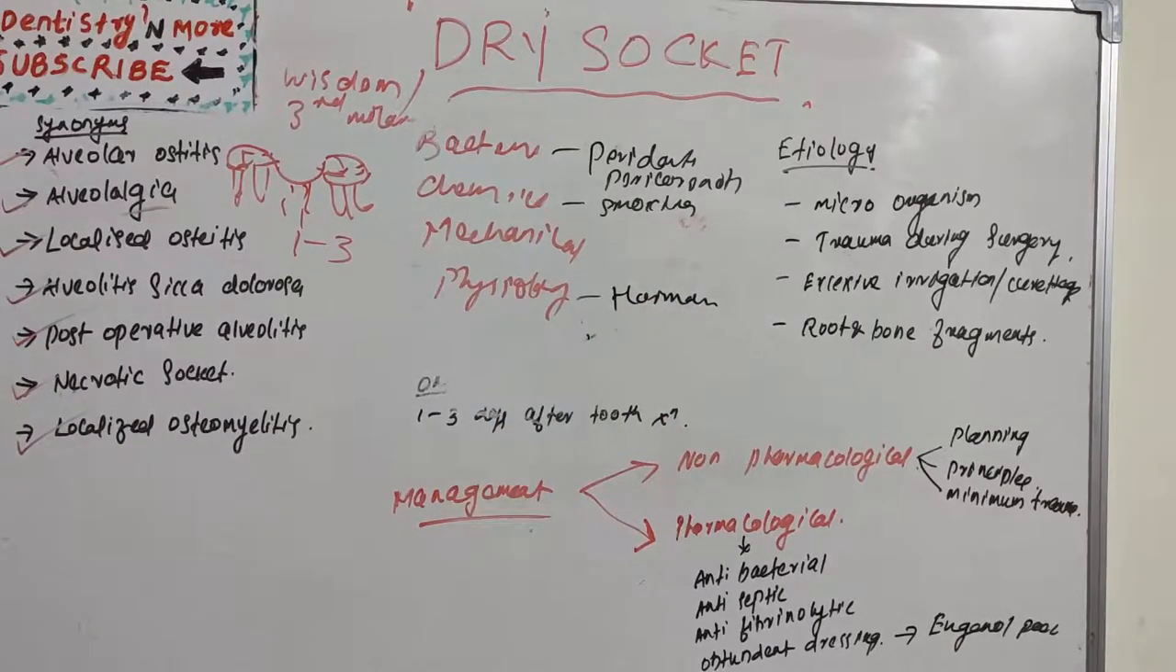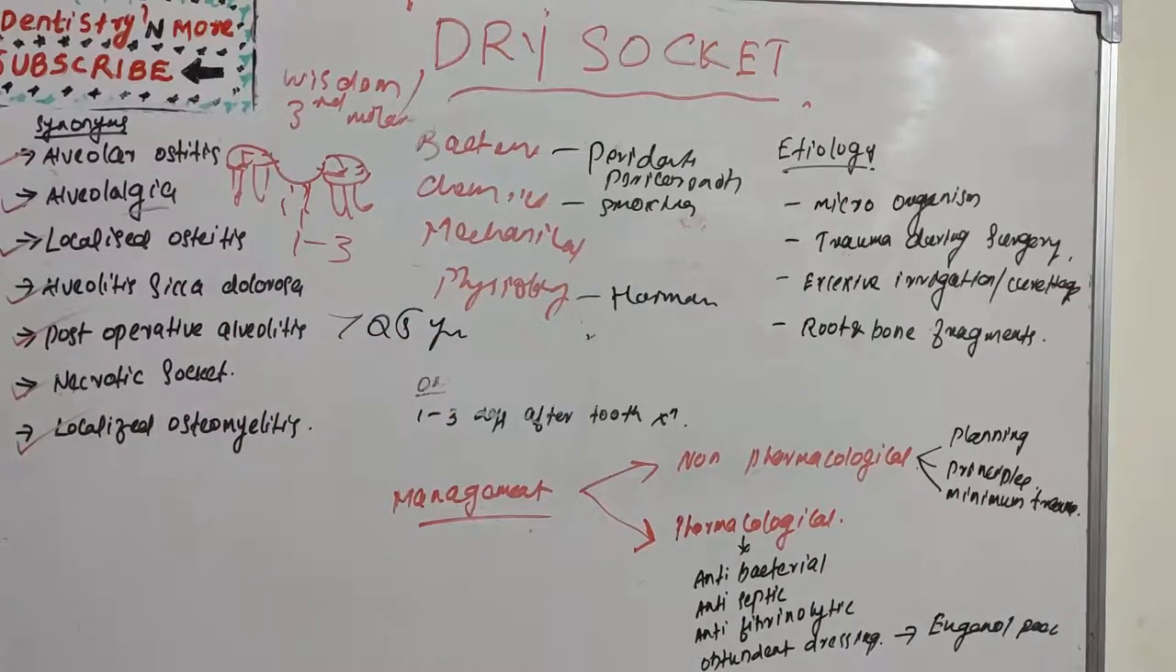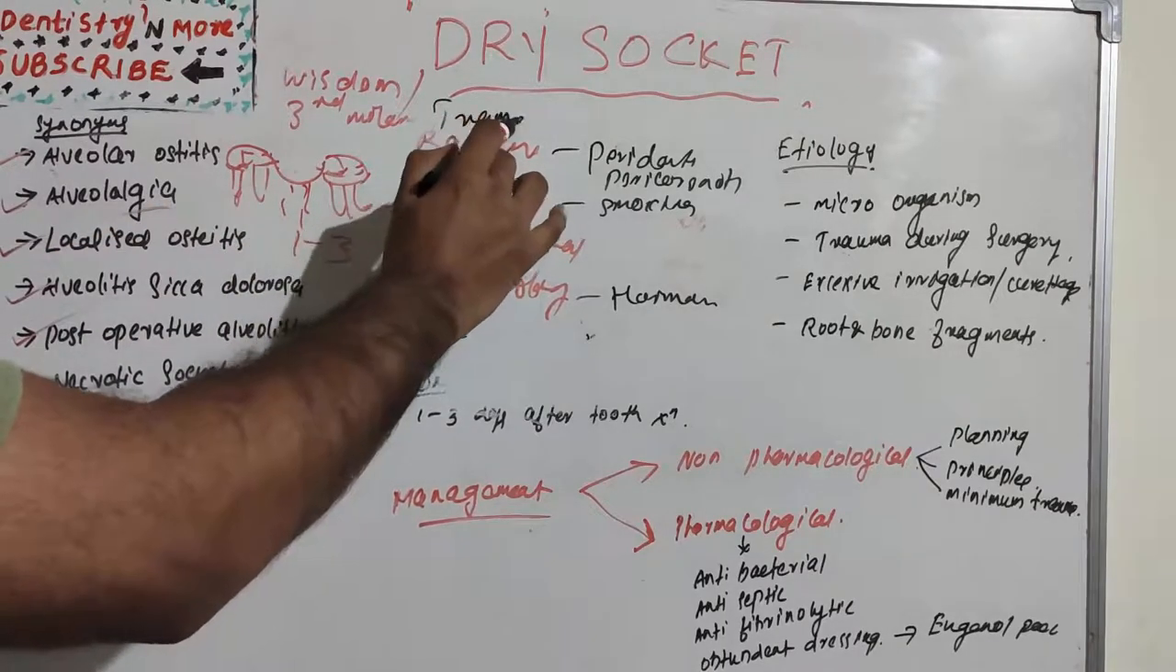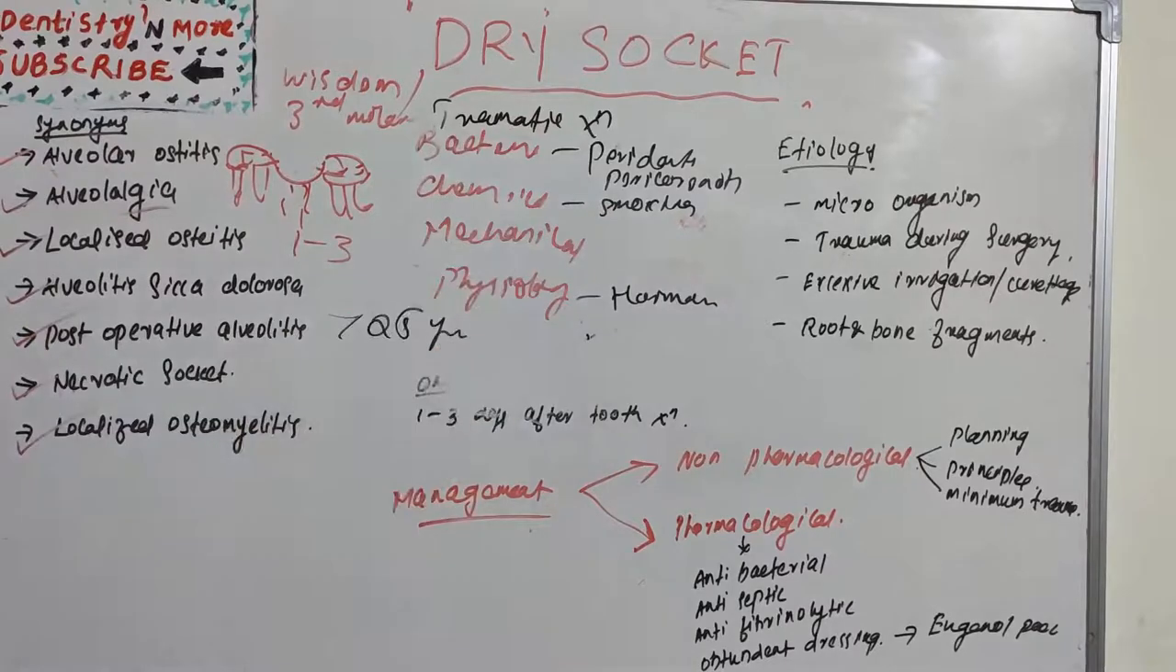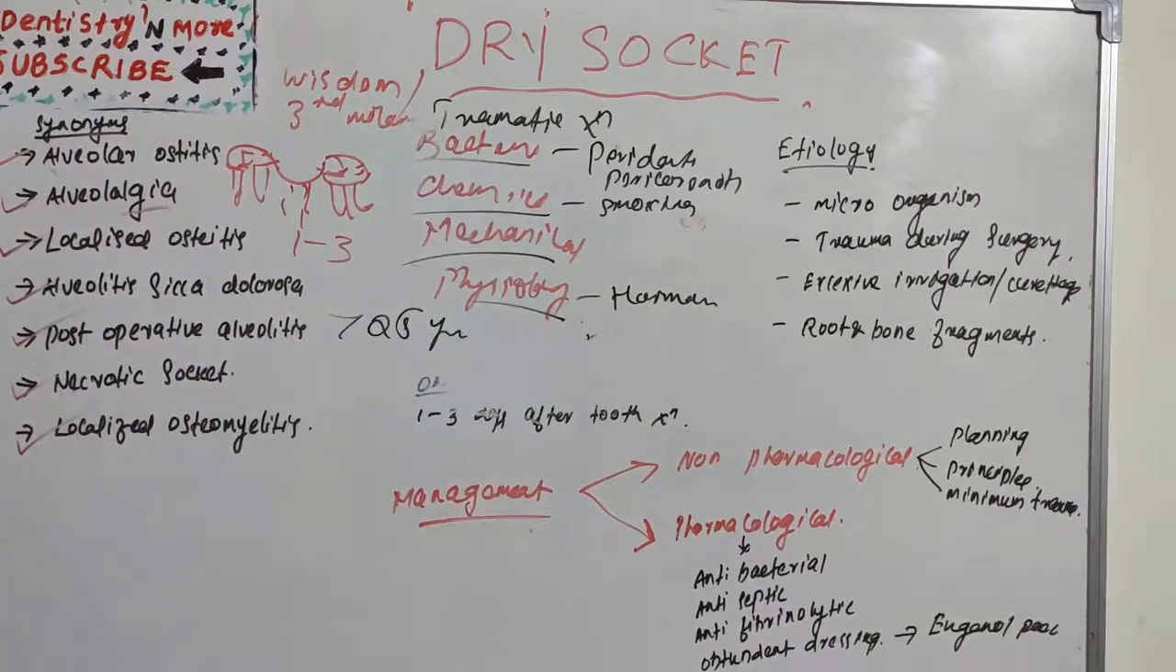So usually it is seen in people with more than 25 years, then previous history of dry socket, people with poor oral hygiene and smoking, and the most common one is traumatic extraction, and bacterial infection. So it can be categorized as bacterial, chemical, mechanical, and physiological. Okay, so symptoms are pain and empty looking socket with a visible bone, and pain radiates to the eye, temple, and neck region, and there will be unpleasant taste.